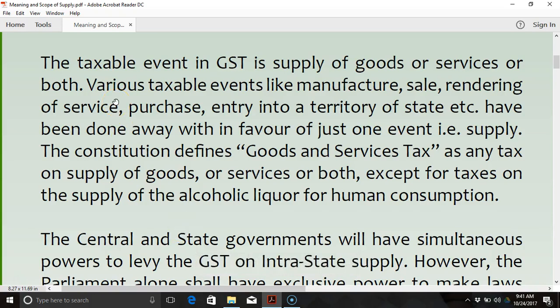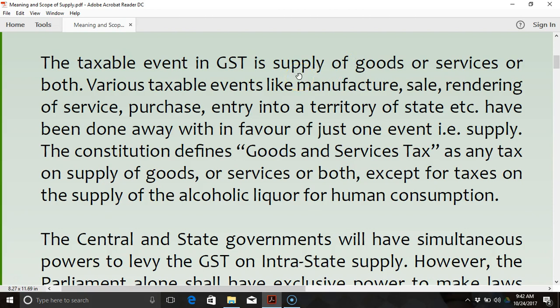Friends, this is lecture number 1 and the first topic is supply. Now, the taxable event in GST is supply of goods or services or both. The taxable event differs from one indirect tax regime to another. For example, the taxable event in VAT is not the same as the taxable event in customs. So, the taxable event varies from one act to another. And here in GST, the taxable event is supply.